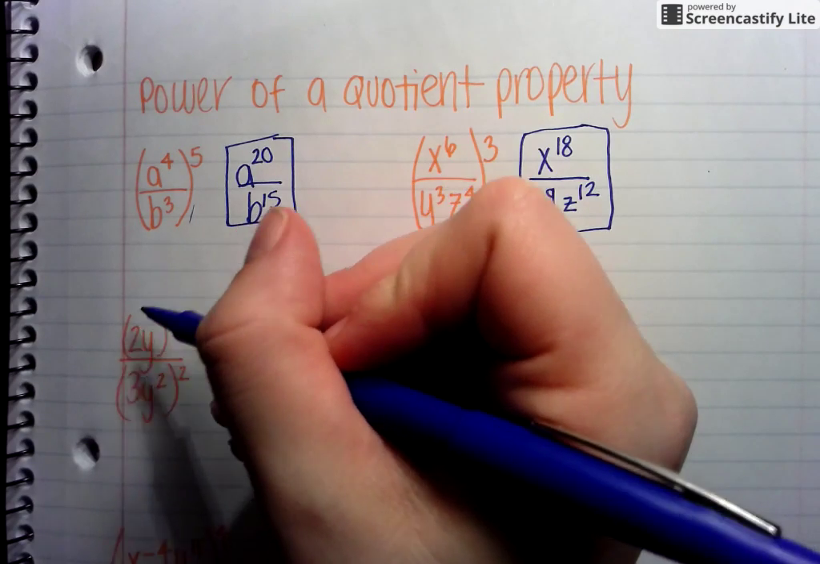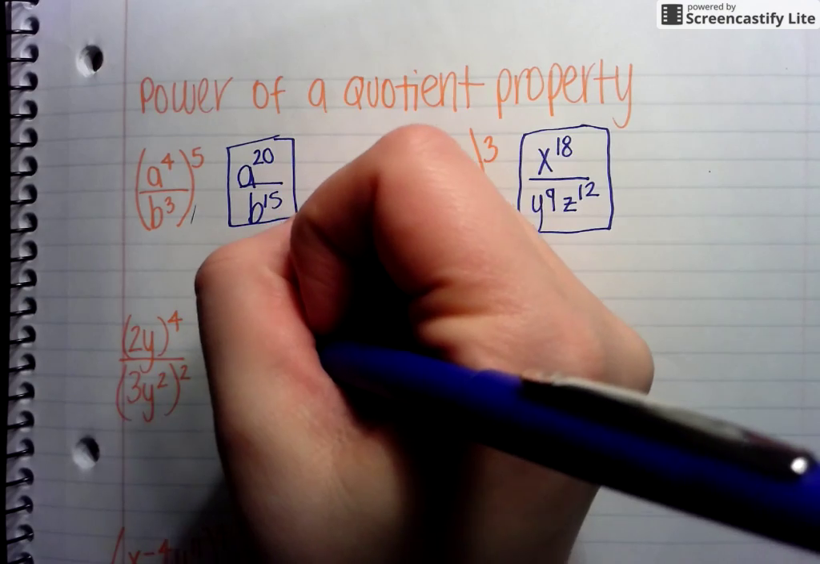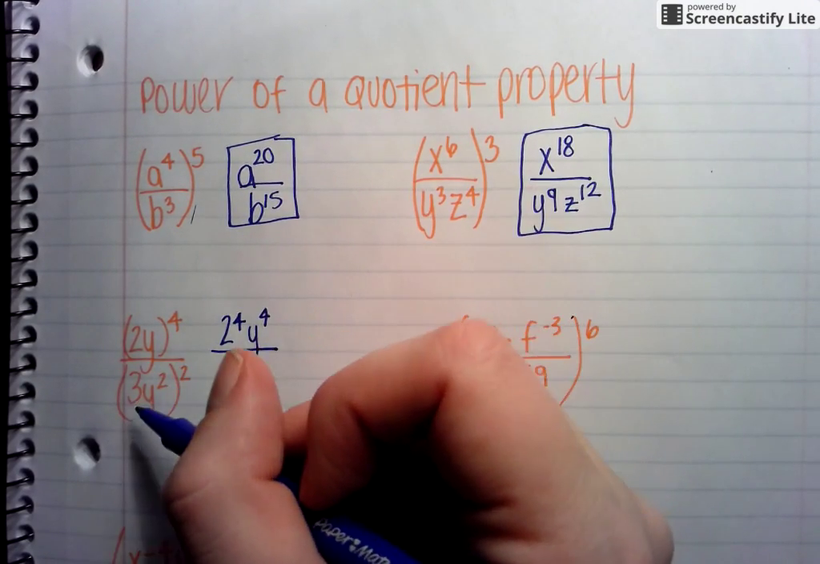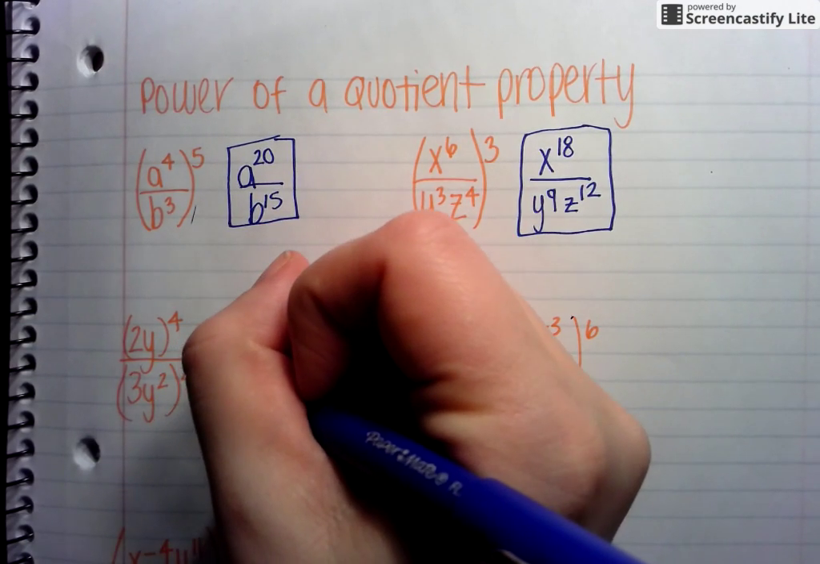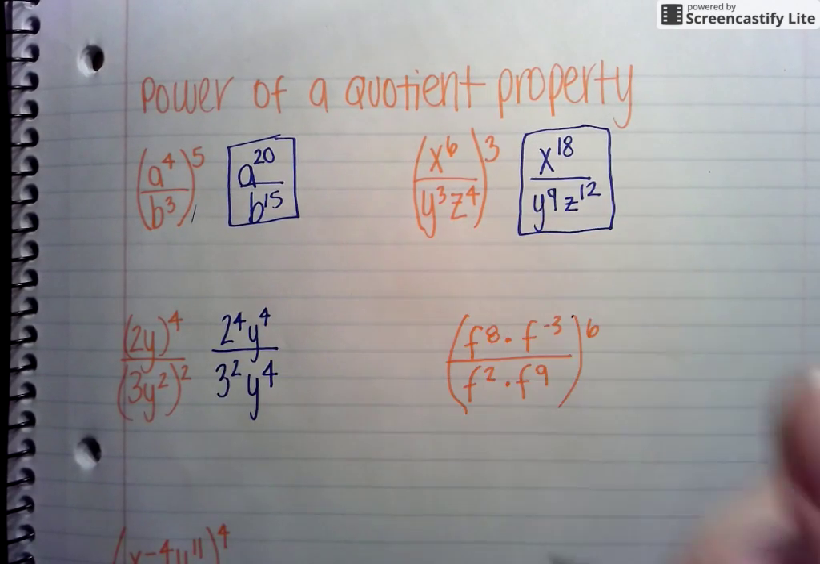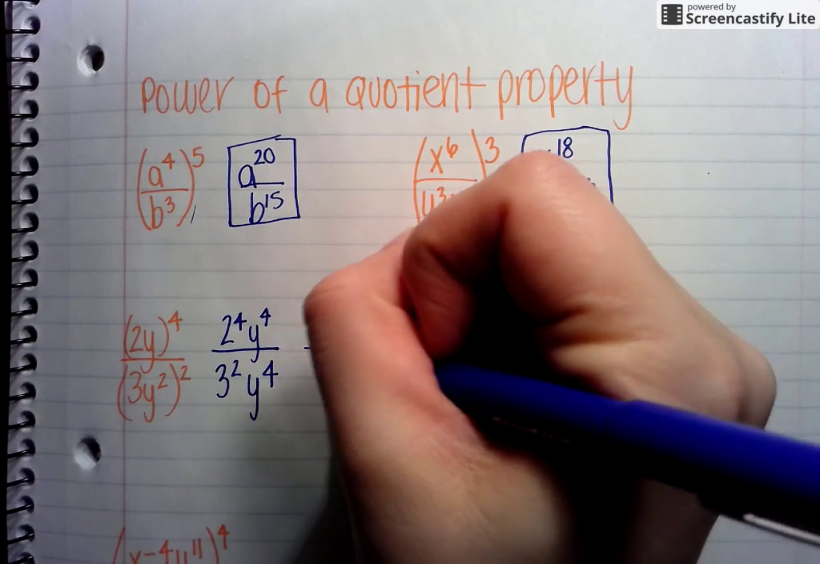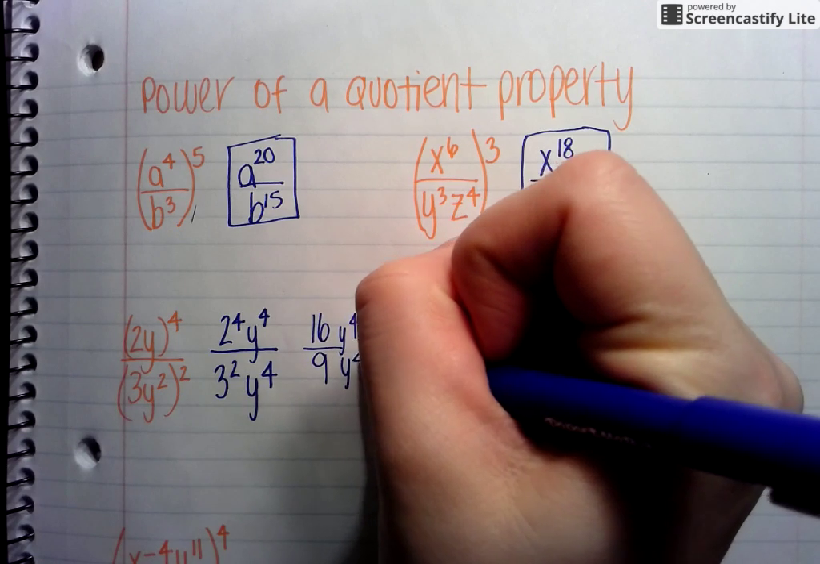Now this one, what you're going to have to do first is give that 4 both to the 2 and to the y. So it's going to be 2 to the fourth power and y to the fourth power over, now you're going to give this 3 to the 2 and to the y. So it's going to be 3 to the second power and y to the fourth power. And if you see, you've got to get rid of that 2 to the fourth, which is 16 over 9, and then you have y to the fourth over y to the fourth.